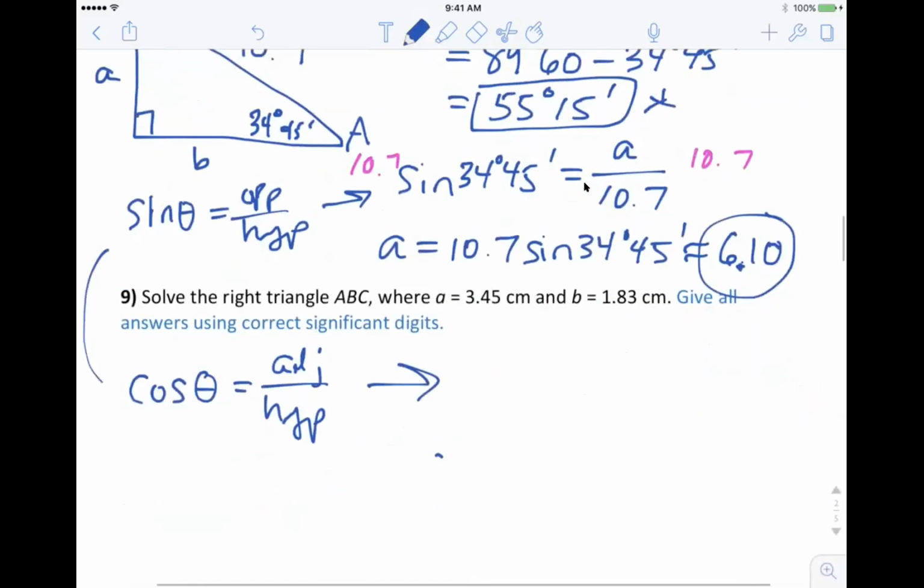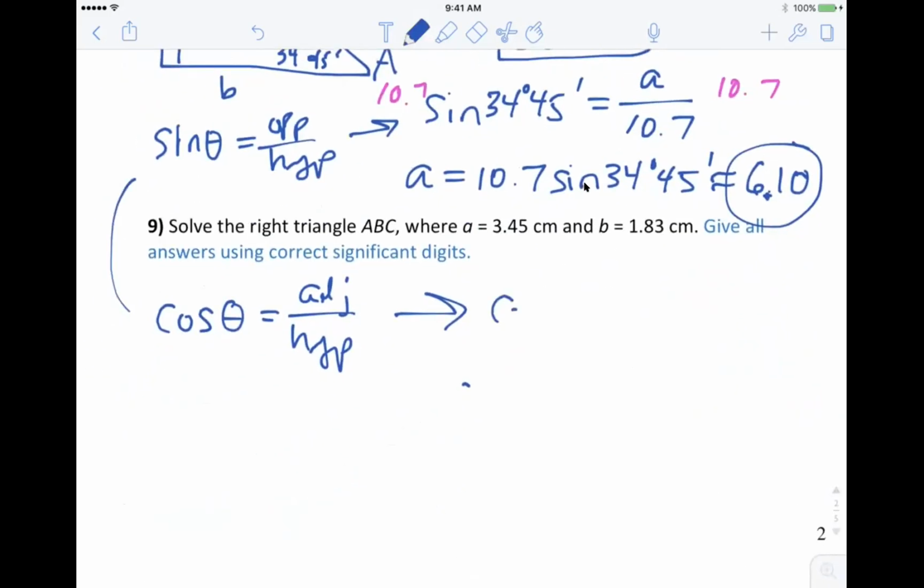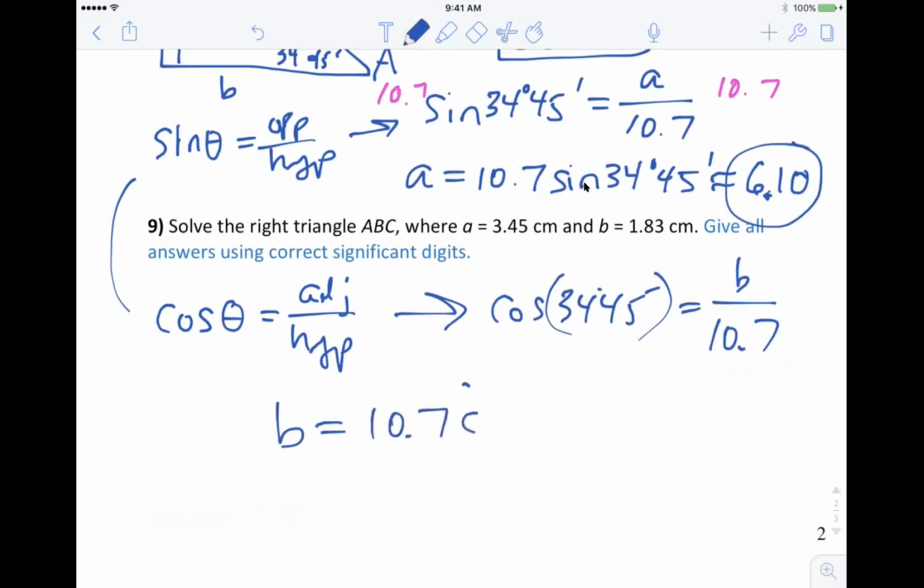So in this problem, we're going to have cosine of 34.45 equals B over the hypotenuse 10.7. All right. And so it's similar, but I'm just using cosine, right? So B is going to equal 10.7 times the cosine of 34 plus 45 over 60. I'll just write it how I'm putting it into my calculator.